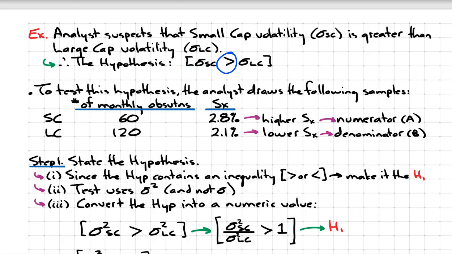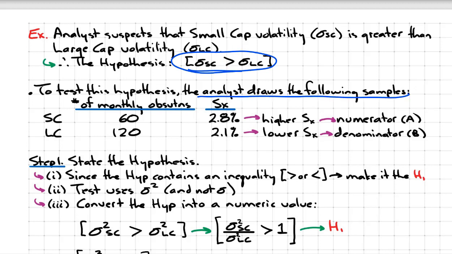But the thing is, we want to use quantitative analysis for definitive proof. So you can't just eyeball historic data and say, yeah, I think small caps are more volatile. You need to do your due diligence, right? And that's where the quant comes in. That's where the hypothesis test comes in. So let's draw a sample and see if it supports this hypothesis.